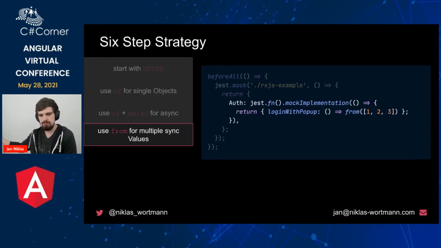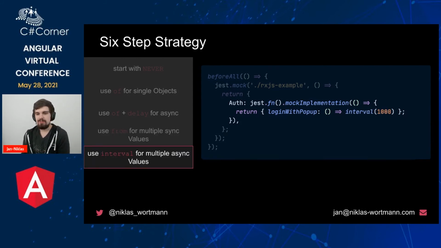For example, I want to mock out a polling scenario, an observable that polls values and therefore emits values in an interval. I can do this with from. If I want multiple emissions with asynchronous values, then I usually go for interval. You could also technically go with from and delay, which would also work. I personally usually use interval for that purpose. And that was step 5.